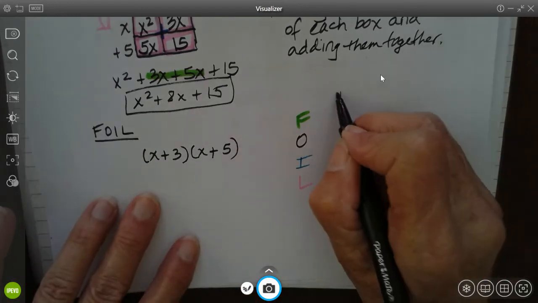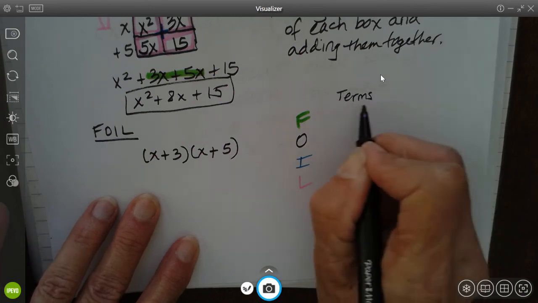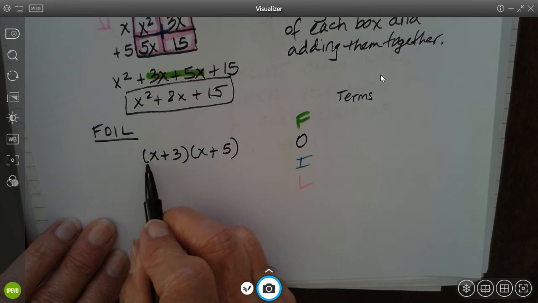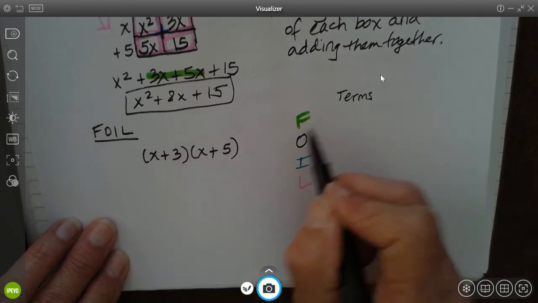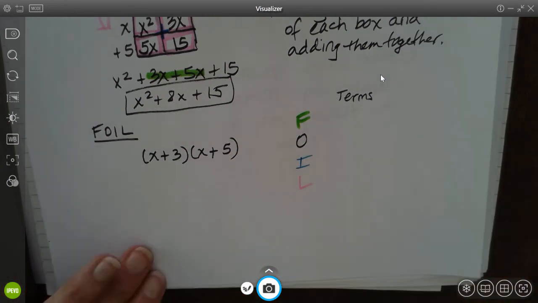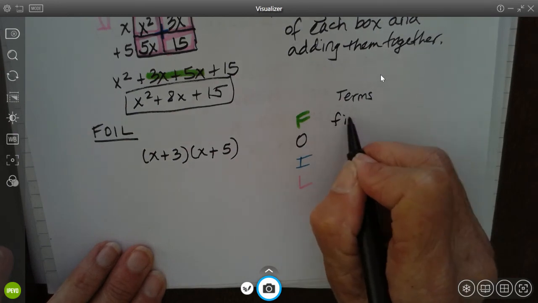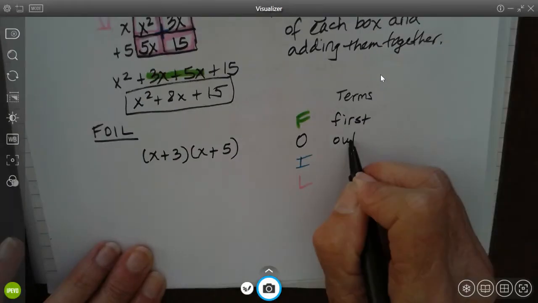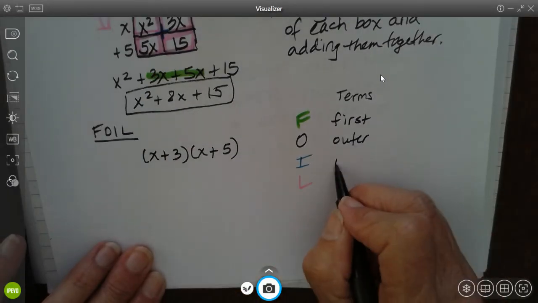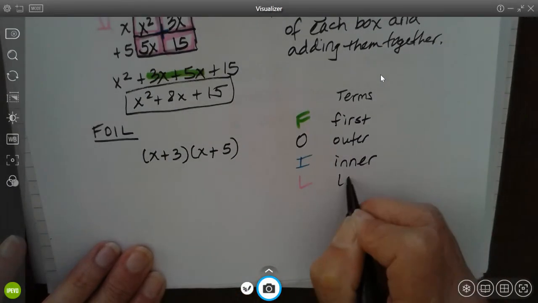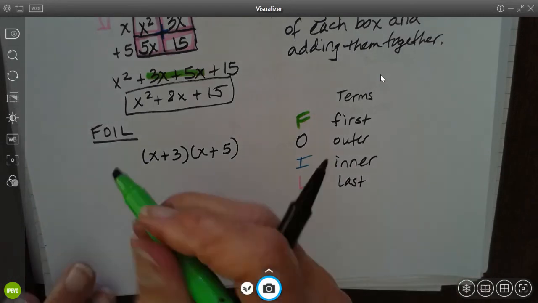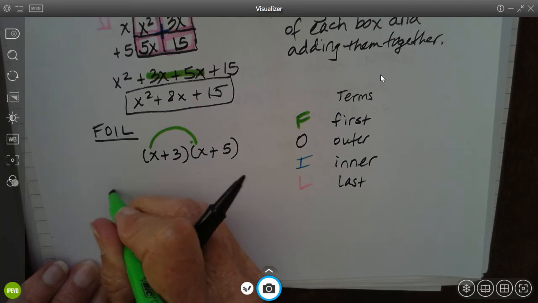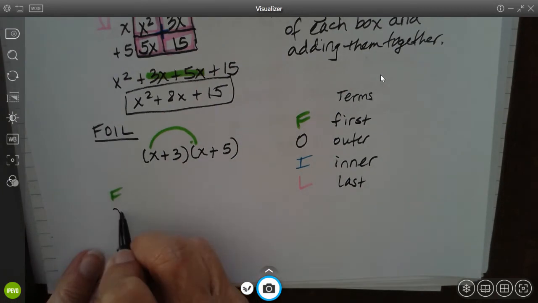And these letters stand for the position of the terms. We have 4 terms, 1, 2, 3, 4. 2 in this binomial, 2 in that binomial. So this tells you the order. Remember the order to multiply them. This F stands for the first term. The O stands for the outer terms. The I stands for the inner. And the L stands for the last. So if you can remember this, this is what it looks like. Here's your F. That's your first term. So you say x times x.